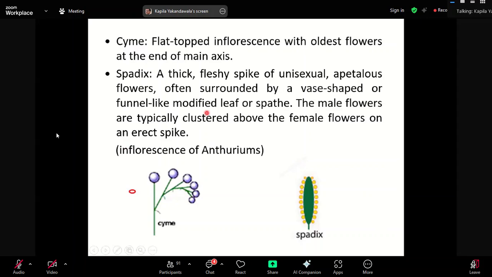Then spadix. Spadix is, as an example, anthurium. It has a thick, fleshy spike. And this has flowers. Male flowers are clustered at the top, female flowers are at the bottom.